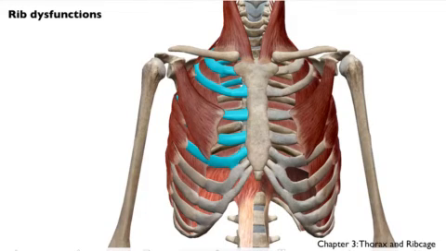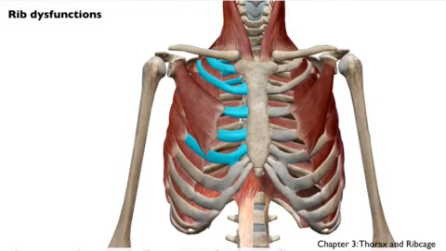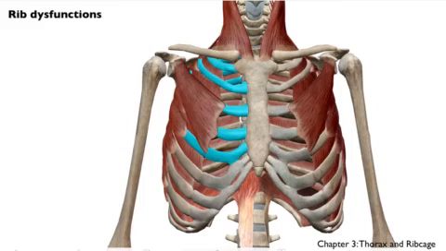So the first one is inhalation dysfunction. Which means if I take a deep breath in, let's stop right there. All my ribs just went up, all the way up, and I expect every single rib to bring itself down. So if I have a dysfunction in one of the ribs, what do you think is going to happen if I take a deep breath in? Well, the one that's dysfunctional is not going to come down.